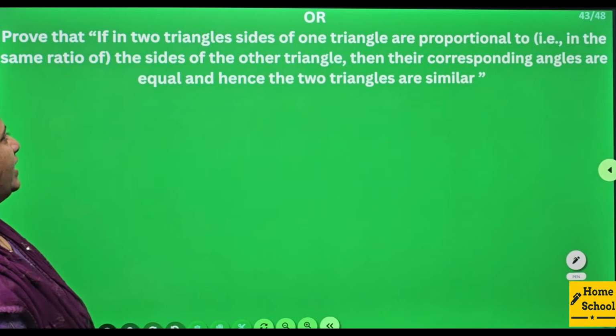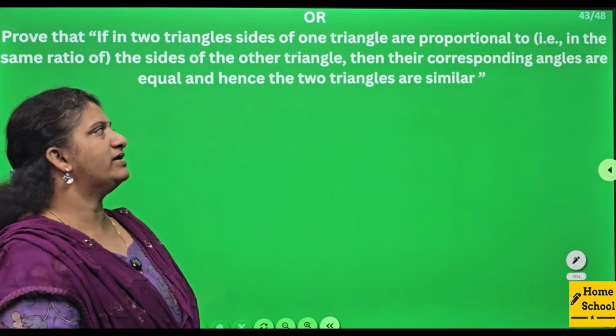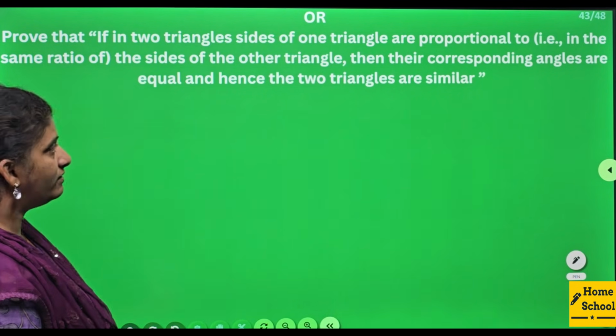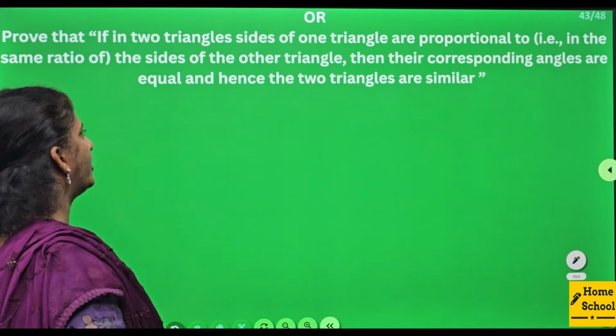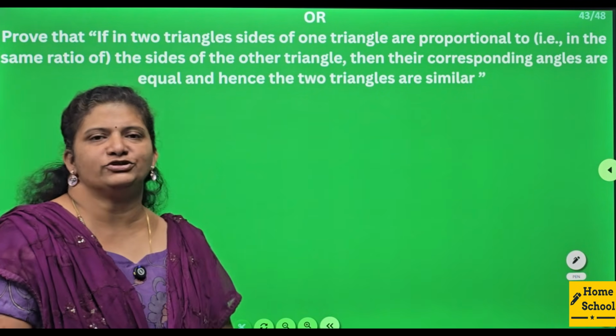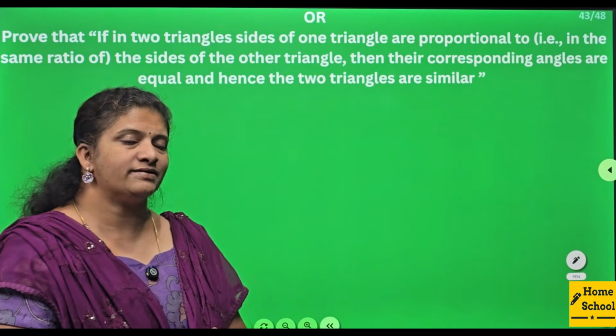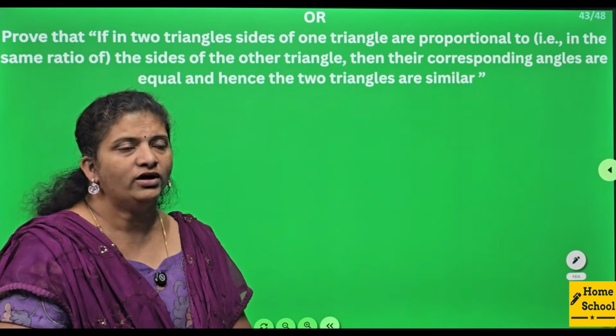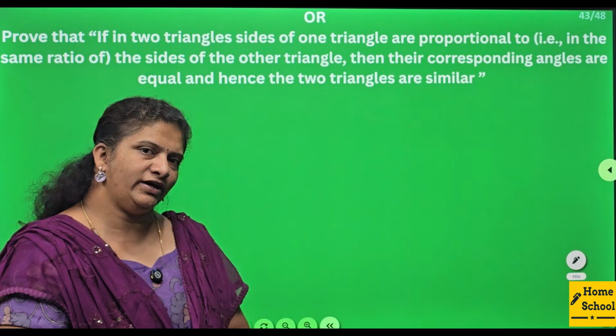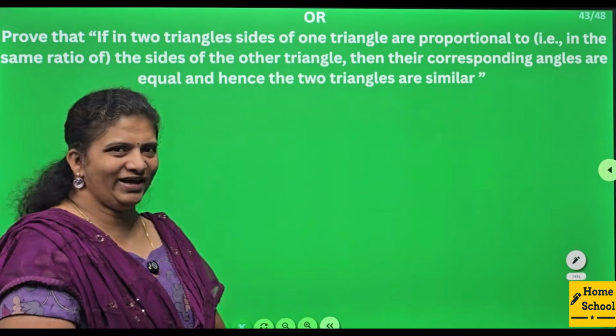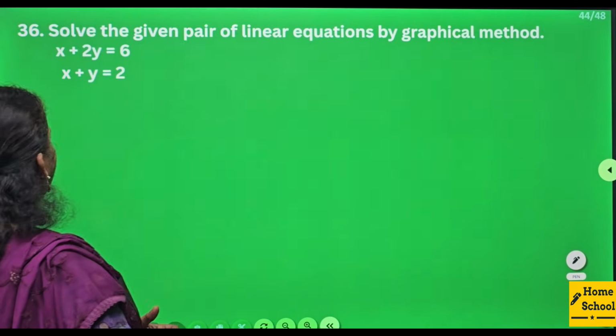Let's see. Prove that if in two triangles, sides of one triangle are proportional to the sides of the other triangle, then their corresponding angles are equal and hence the two triangles are similar. As usual I have said, all the theorems are covered in one short video. If you want, I am going to upload that video also along with this. Okay. Let's see the next one.